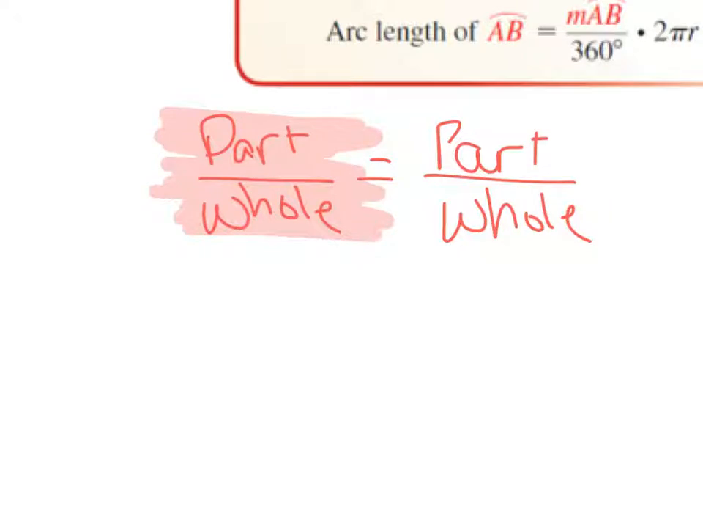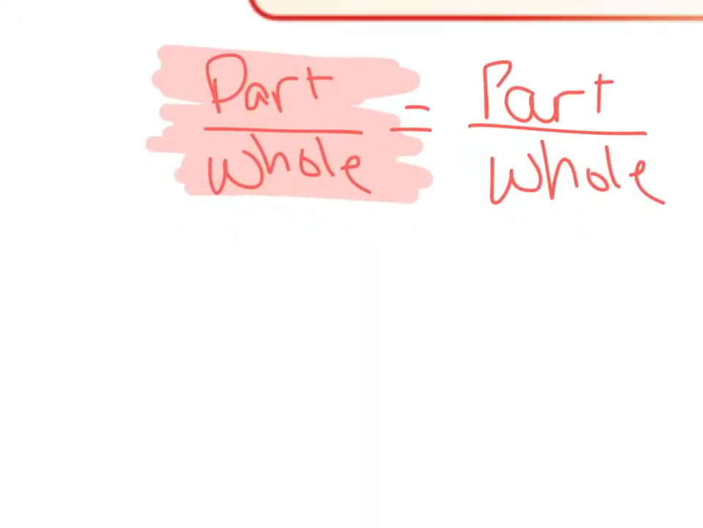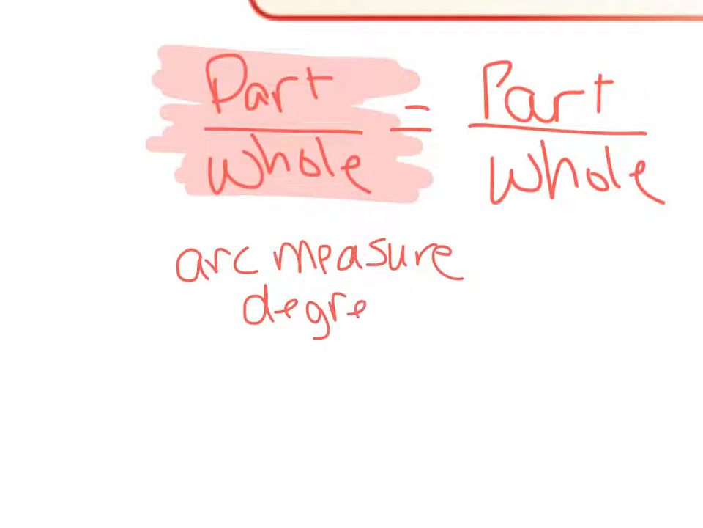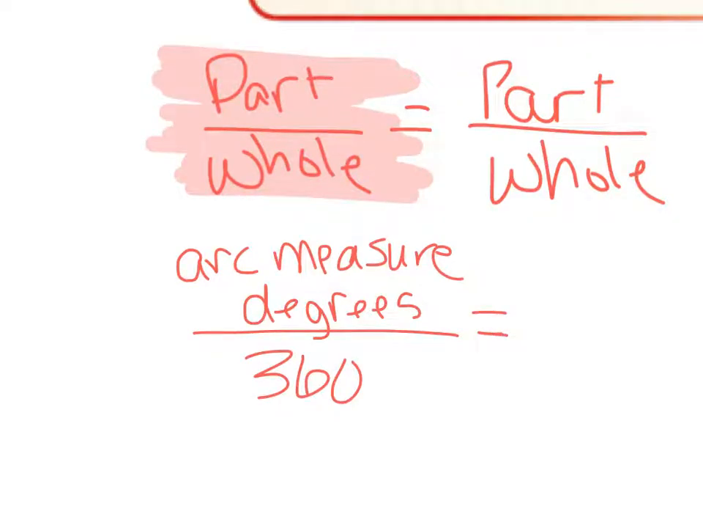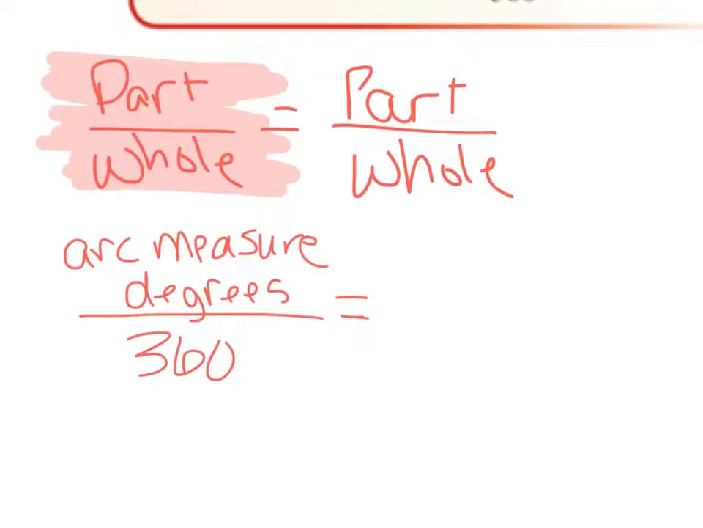Okay, so on that side, I would have my arc measure in degrees. That's my part, because if you think about it, that arc measures that part of the circle. And a whole circle, well, we know a whole circle is 360 degrees. Okay, so that's my first part to whole. My left side is my degrees. My right side is going to be the part to whole that's talking about the circumference. So the part on top, on the right-hand side, talking about the circumference, is going to be the arc length.